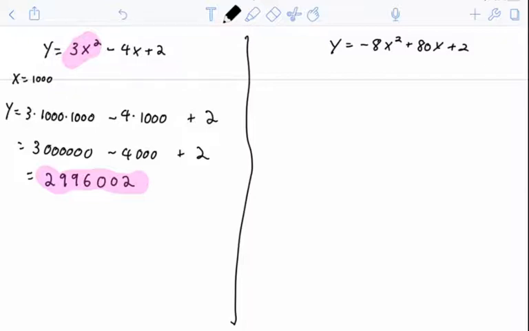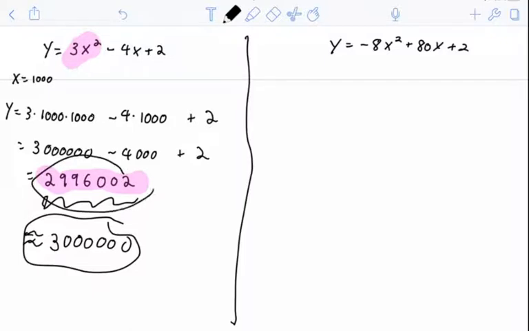This accurate value, the difference between this and our approximate 3 million number is only 4,002 divided by 3 million. The difference between our approximate number and our accurate number is only 0.1% of the number.